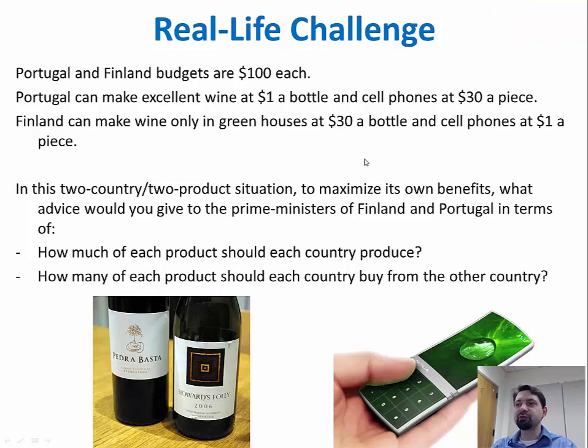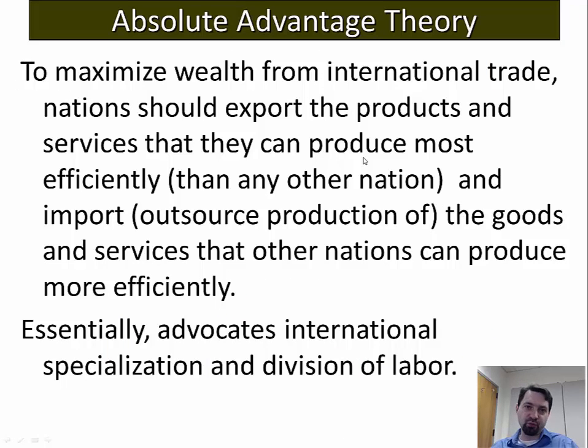Very simple, very intuitive, makes perfect sense, and that's what the absolute advantage theory is about. So basically the theory says that in order to maximize wealth, you have to find the product that you are best at and focus on making that product, selling it to everyone else, using the profits to buy everything else for yourself. You don't want to waste your time on making wine when it's so expensive to make wine and it's cheaper to buy from Portugal. You should be making cell phones because this is what you make best and better than others, right?